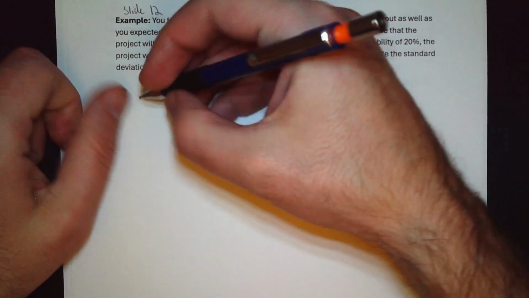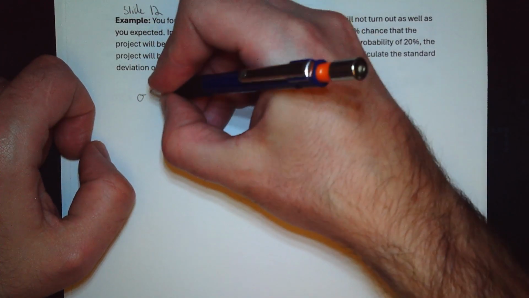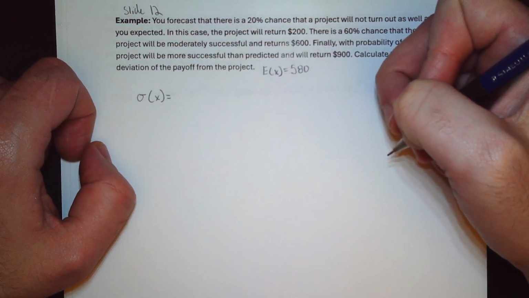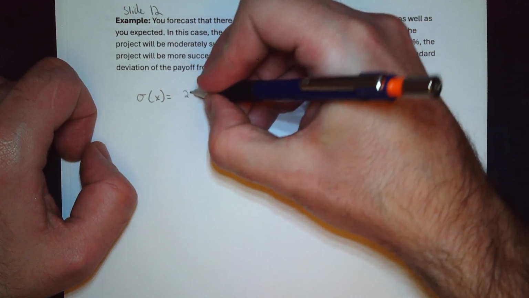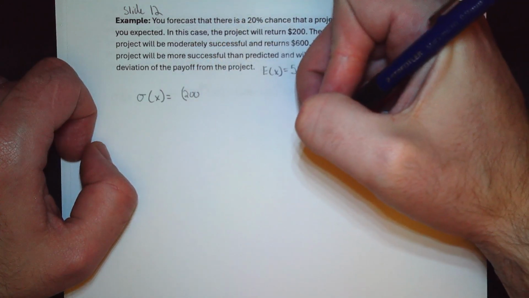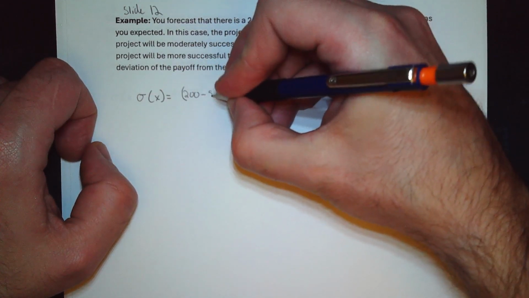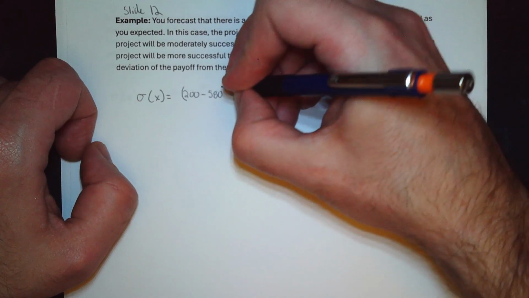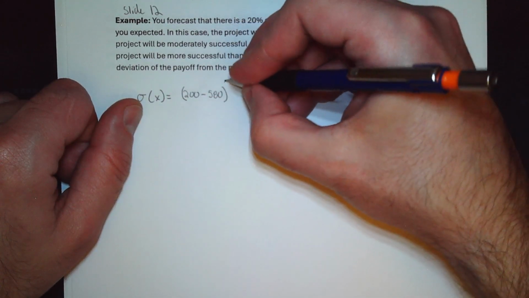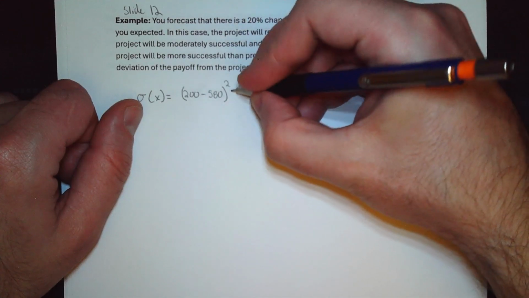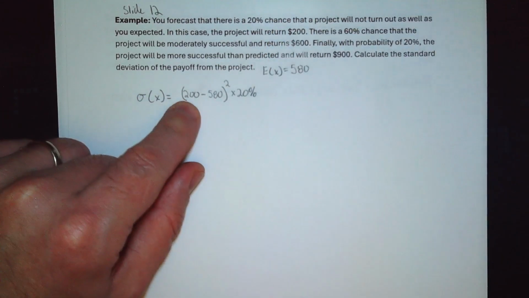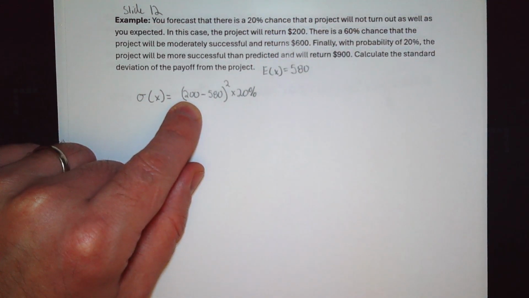In order to calculate the standard deviation, we just want to do the following. We just want to take the first value that the random variable can take, and subtract the expected value. So how far away is this value from our average? And then we want to square it, and then multiply by the probability of observing a value of 200.